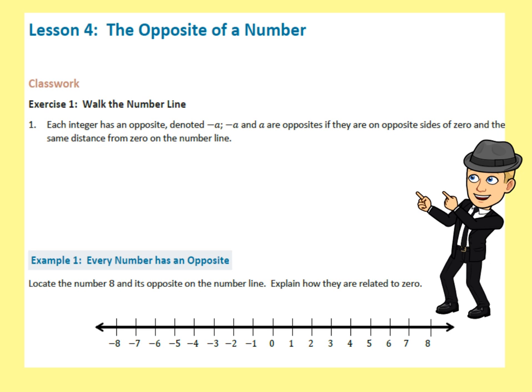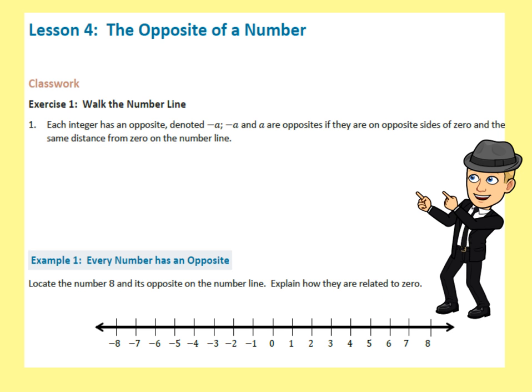So let's go ahead and take a look at example 1. Again, we're on page 31. It says each integer has an opposite denoted A or negative A. And negative A and A are opposites if they're on opposite sides of 0 and the same distance from 0 on the number line. Locate the number 8 and its opposite on the number line and explain how they're related to 0.